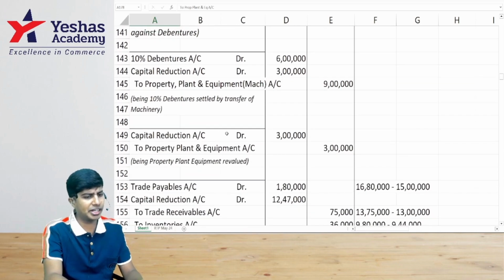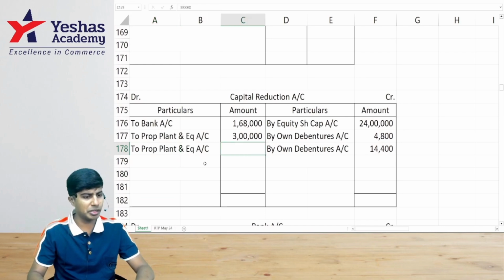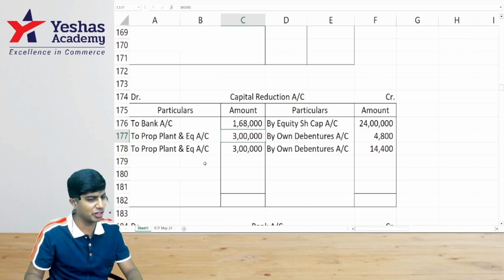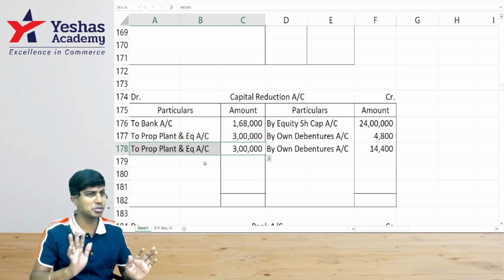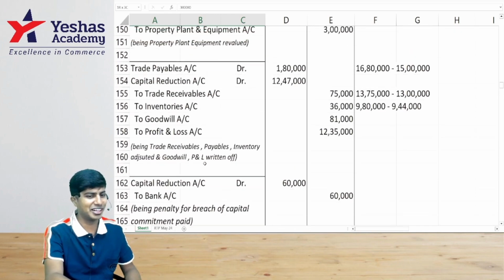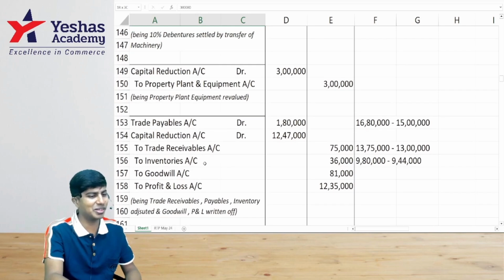Then capital reduction account debit to property, plant and equipment. This is profit on transfer. This is revaluation. So again, I'll write to property, plant and equipment 3 lakh. This is profit on transfer. This is revaluation. I have not written it two times by mistake. Sir has done double entry. You might think it is a double entry, a correct double.